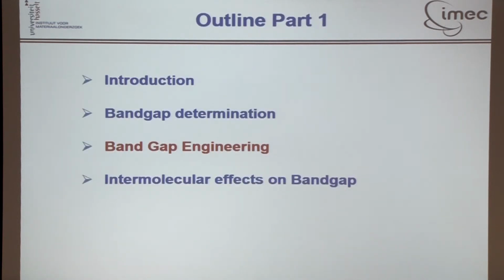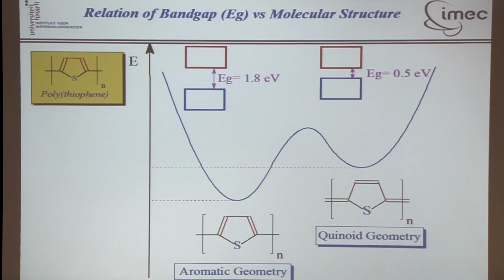Good. Let's move now to bandgap engineering. Actually, the basis is relatively simple. There is a relationship between the bandgap and the molecular structure. And it can be nicely demonstrated for polythiophene. This is how polythiophene normally looks, and we think of a structure that's infinite, so there are no end groups.